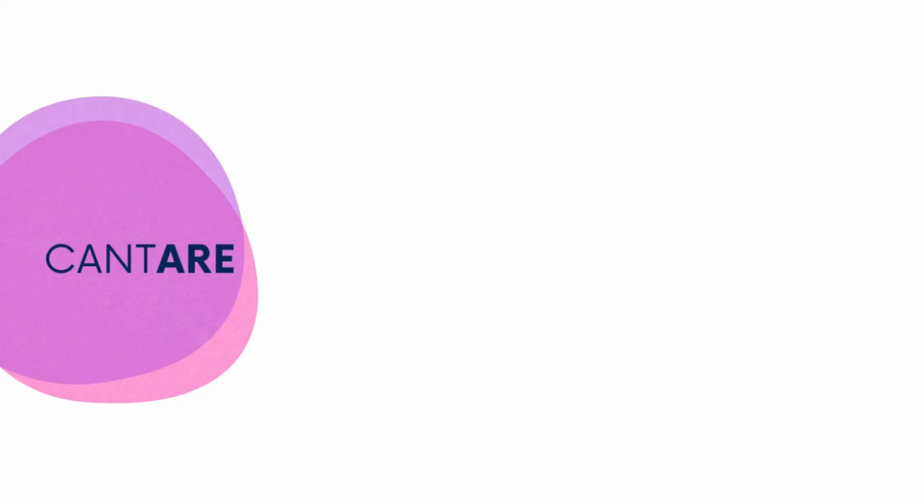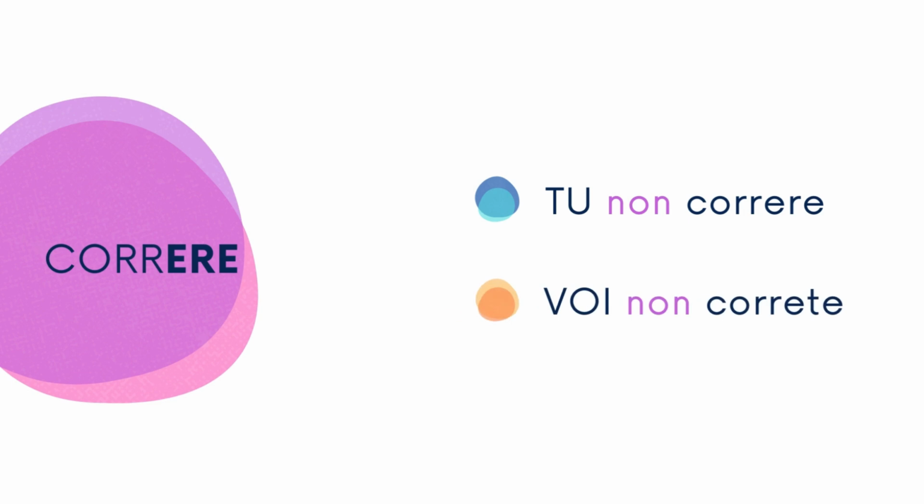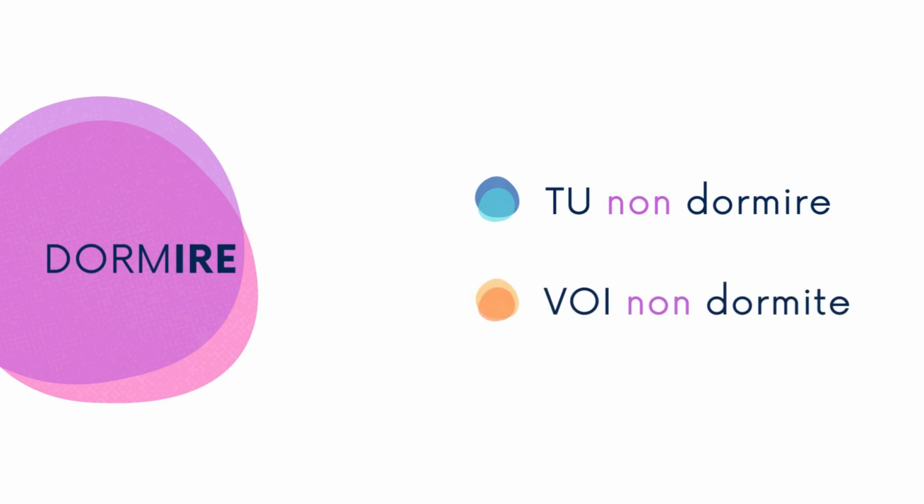But let's see now how we can conjugate the negative form. The structure indeed is a little bit different. So with cantare, we can say tu non cantare, voi non cantate. Correre, tu non correre, voi non correte. Dormire, tu non dormire, voi non dormite.